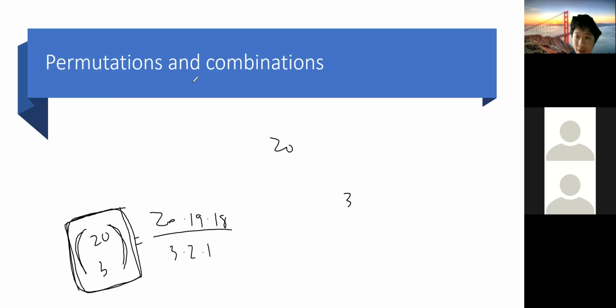20 and then 3 at the bottom. We can't have 3 choose 20. That's illegal because we can't have 20 out of 3. There's only 3 that exist. So 20 choose 3, that's how you would write it. And this is equal to this number. So we take 20 and we subtract down 3 times and we divide it by 3 factorial.